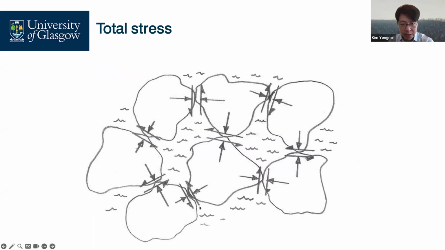Soil is a particulate material, and if we consider it at the scale of the individual particles, the forces are transmitted through the soil by stress at interparticle contacts, in both normal and shear tangential directions. Forces are also transmitted through the soil by any pressure in the pore water and pore air, which is the total stress.